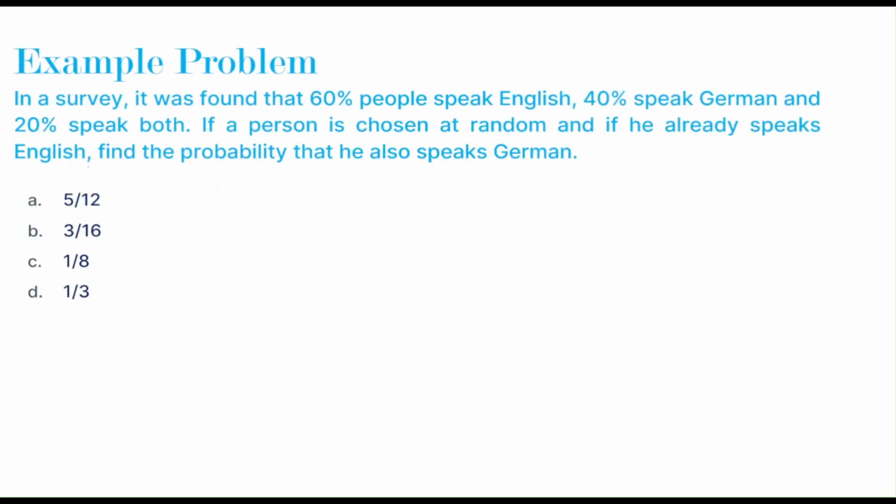Alright, now let's take an example problem which says that, in a survey it was found that 60% people speak English, 40% speak German and 20% speak both. Now, if a person is chosen at random and if he already speaks English, then what will be the probability that he also speaks German? The options available are: 5 by 12, 3 by 16, 1 by 8, and 1 by 3. So, here we are asked to find the probability of a person speaking German given he already speaks English.